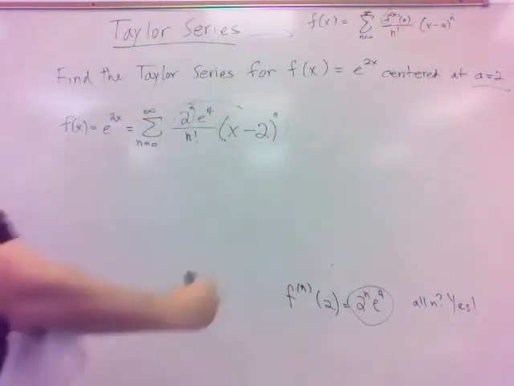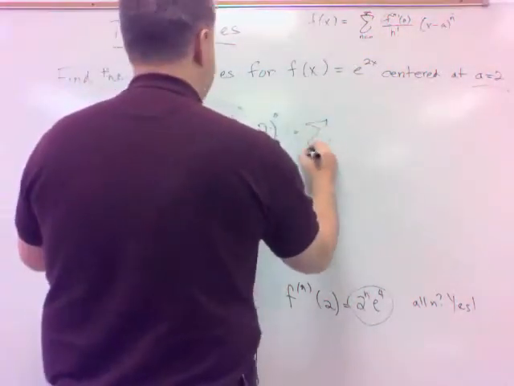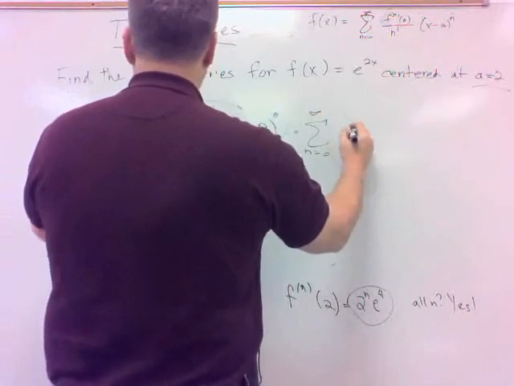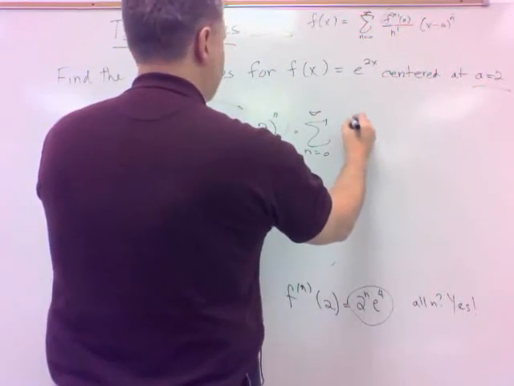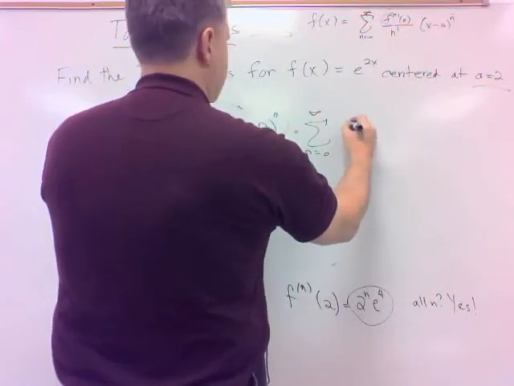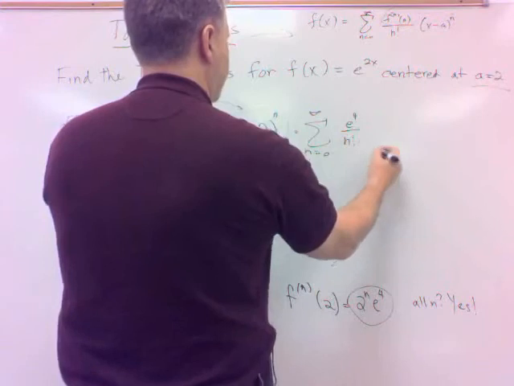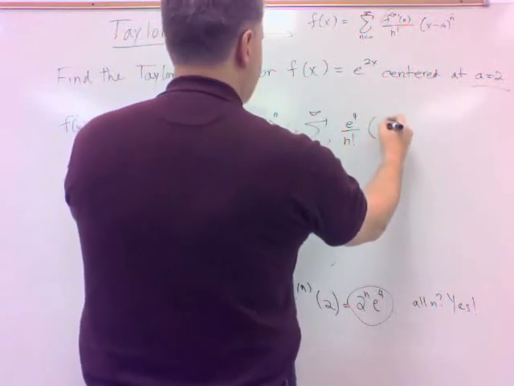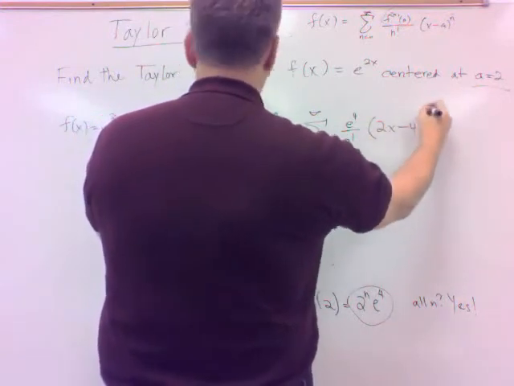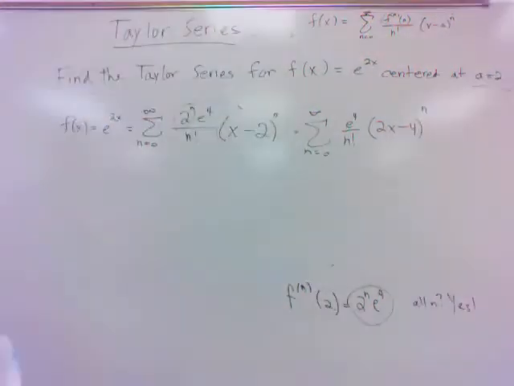So that would be what? Power series would be n equals 0 to infinity. That would be e to the fourth over n factorial. Let's go ahead and write that. And then this would be times 2x minus 4 to the nth. I don't know if they'd do that or not to you, but they might. Is everybody okay with that?